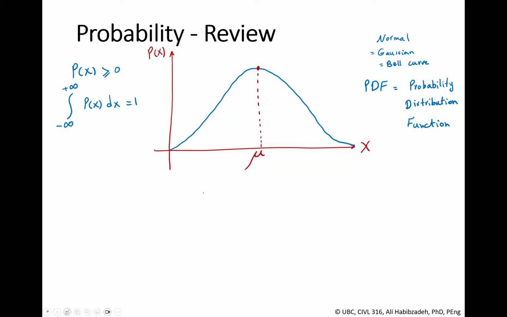Okay, for a given event, so let's say x equals x1, which is here, or x equals a.